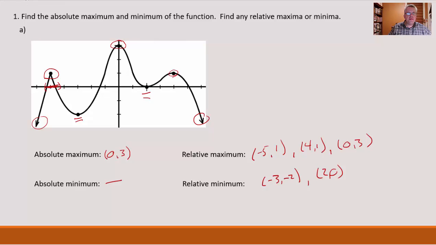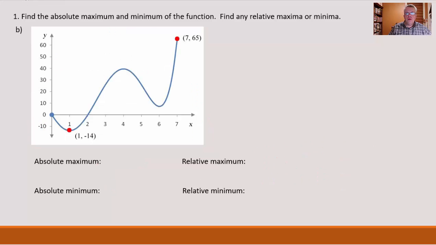Okay, let's go on to our next example. Here we go. Absolute maximum, that would have to be this endpoint right there. That's the highest point. So the absolute maximum is at 7, 65. Absolute minimum would be this red point down here. That's the lowest point in the graph. So that would be (1, negative 14).